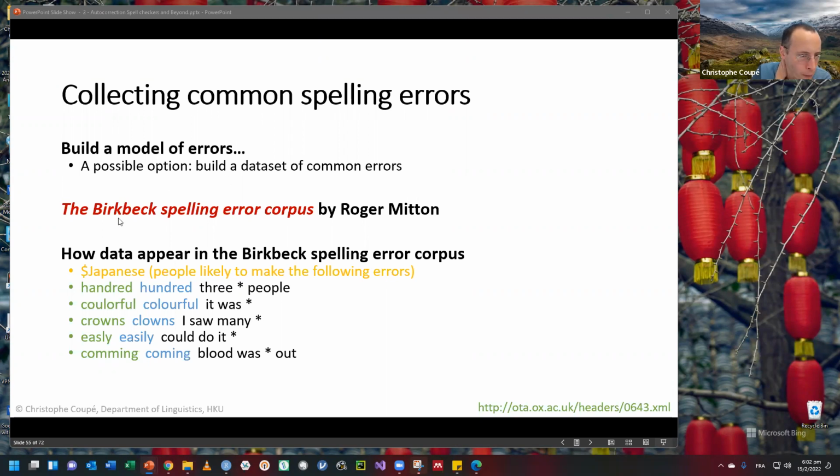For instance, you have the Birkbeck spelling error corpus. If you find this, it's a text file, a big table. And you will find that Japanese people, when they write English, tend to write 100 with an A, or colorful like color with the U before. So you can see the type of errors that are commonly made. And you can use this knowledge rather than doing something else. And you have some examples, like 300 people, it was colorful. So these are situations in which these errors can appear.